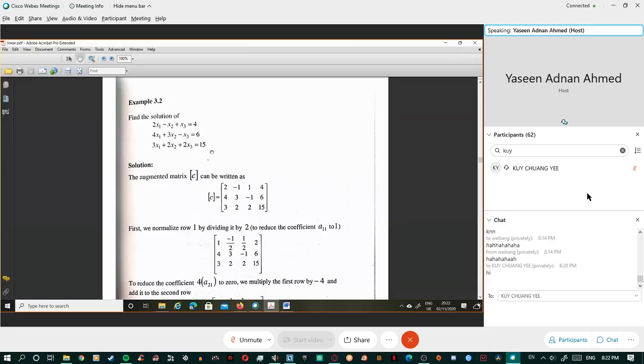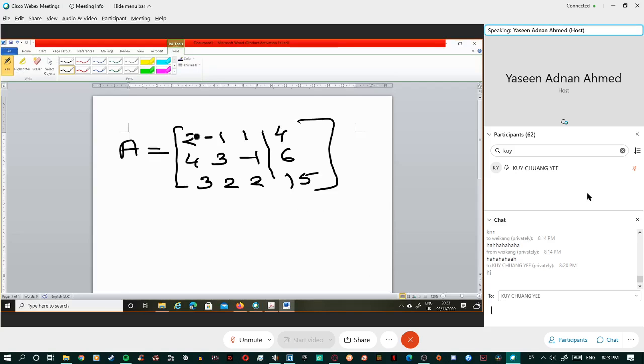For an example, if you have an equation like 2x1 plus x3 is equal to 4, you don't have x2. It means that the coefficient of x2 is 0. Somehow, if you rearrange the equation and you find this is 0, what you will do is write the second equation in the first one. You cannot have 0 value, so you can shift equation number 2 to equation number 1. That's okay.